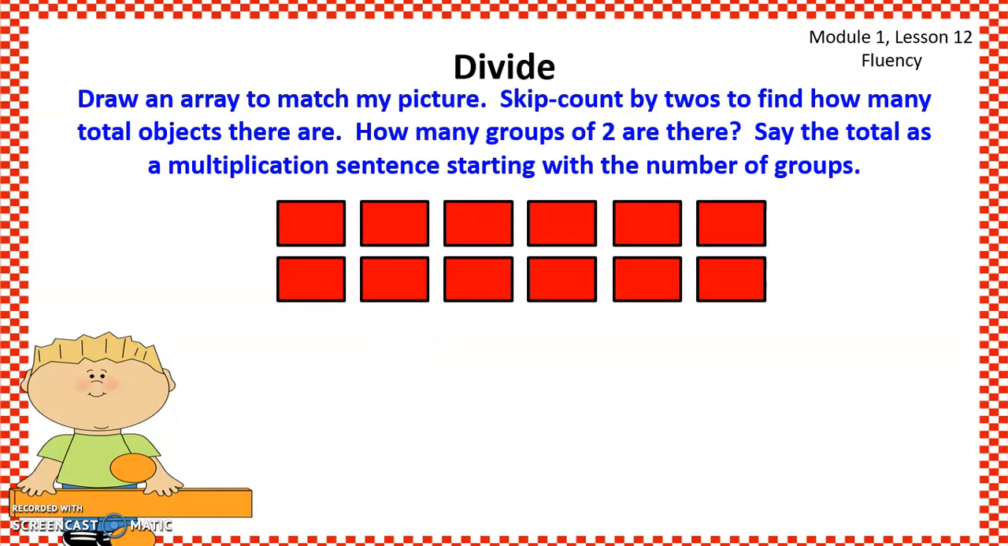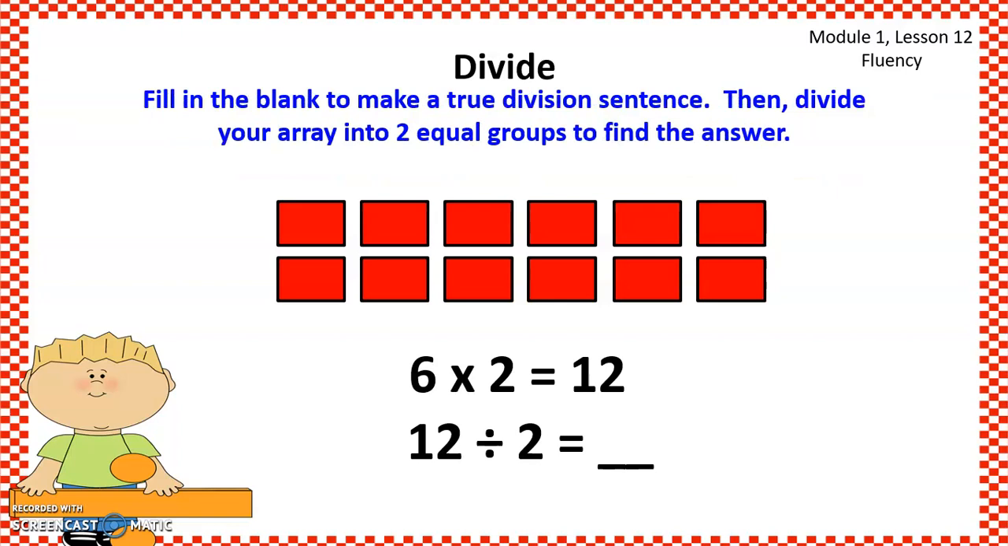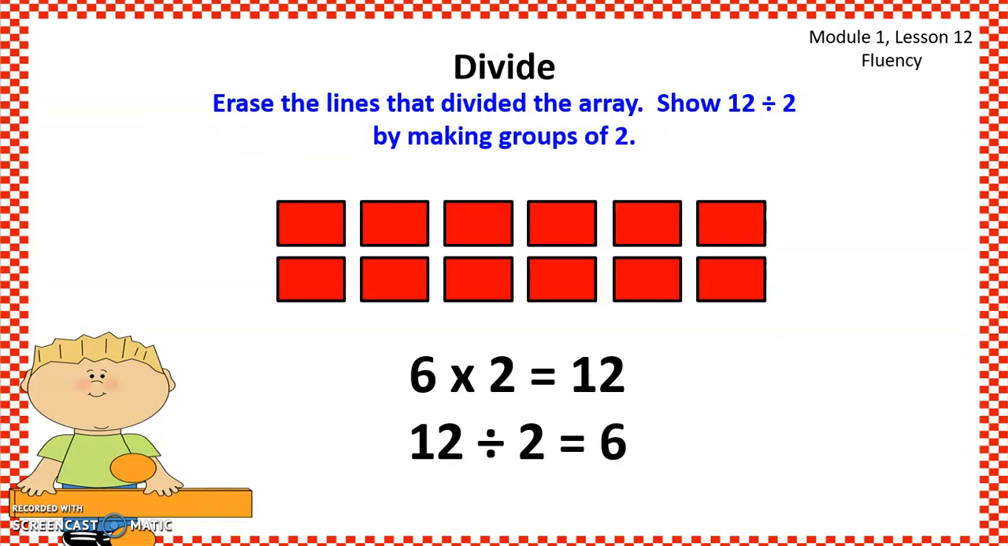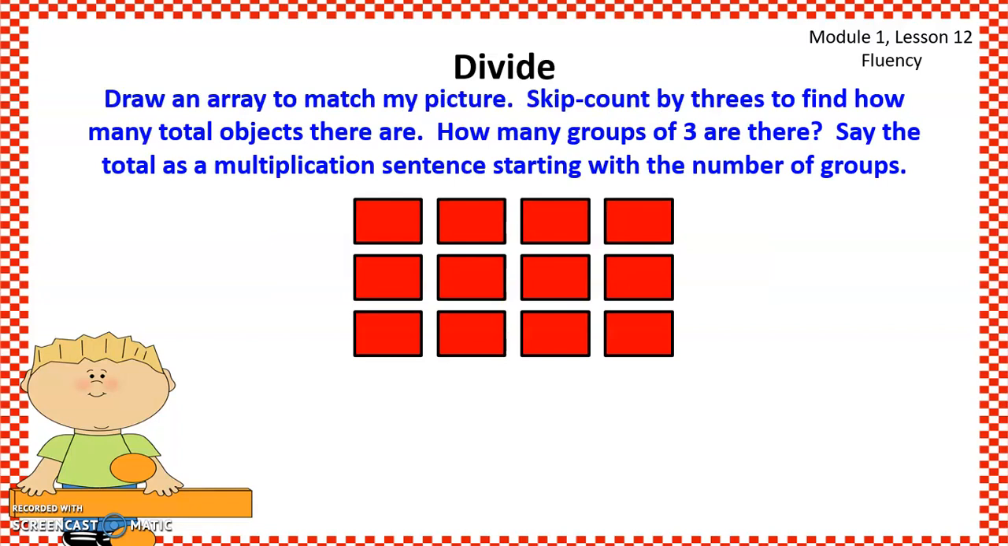Now, how many groups of 2 are there? We have 1, 2, 3, 4, 5, 6. So, here we have 6 groups of 2. The multiplication sentence will be 6 times 2. And the division sentence will be 12 divided by 2, which is 6.